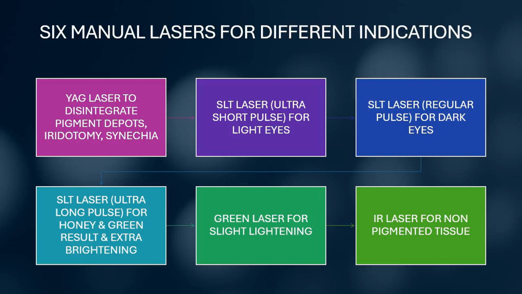The ultra-long pulse SLT is used to achieve results in colors like light brown, hazel, or greenish, and also for indications such as giving an extra shine to results that are already finished. Also, we use a green laser in milliseconds when what we're looking for is just a lightening of the pigment and not to achieve green, gray, or blue colors. And finally, an infrared laser for the destruction of non-pigmented tissue.